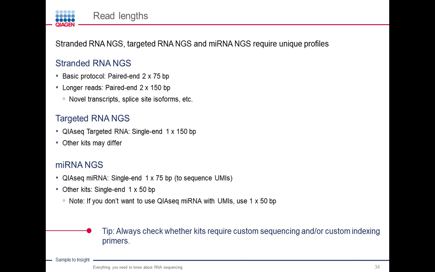So for Seek microRNA, we recommend a 1x75, and this enables you to sequence through the UMI. Other kits recommend a 1x50, but they're a little bit behind in that they don't contain UMIs. And if you're used to only using a 1x50, and if you don't care about using the UMIs with the Seek kit, you can still just use a 1x50 with the Seek microRNA Kit. And as a tip, always check whether kits require custom sequencing read structures and or custom indexing primers.